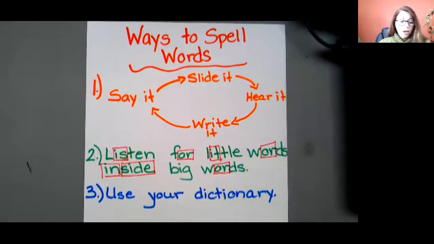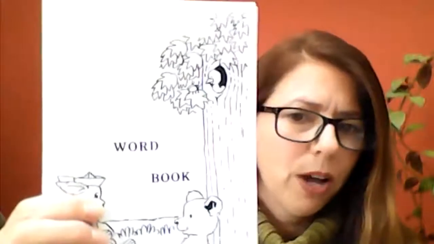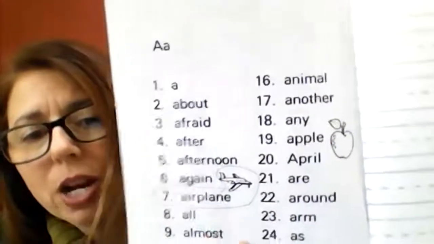I also want to share with you one other strategy, the strategy of using your tiny dictionary that I sent home with you. Using your dictionary can help you spell words that are difficult to sound out or words that you see often. So for example, here's my word book. You have one as well in your blue canvas bag. You can open up our word book. And let's say I want to write the word airplane and I don't know how to spell it. If I say the word airplane, what's the first sound I hear? I hear an A. So I'm going to go to my A page. And oh my gosh, there's an airplane.